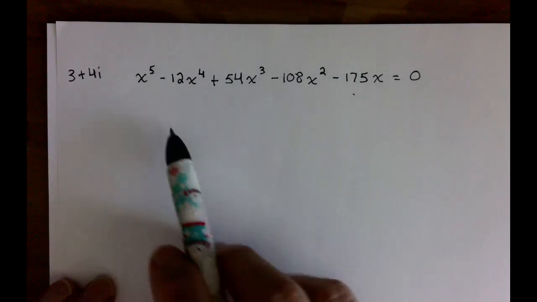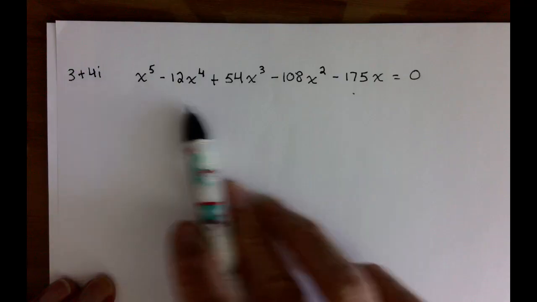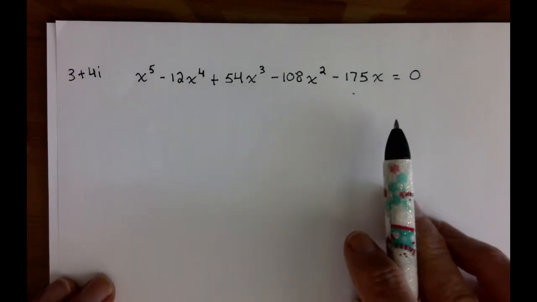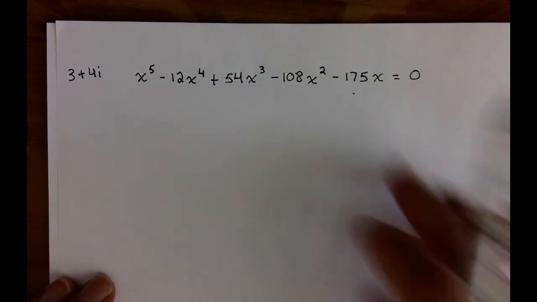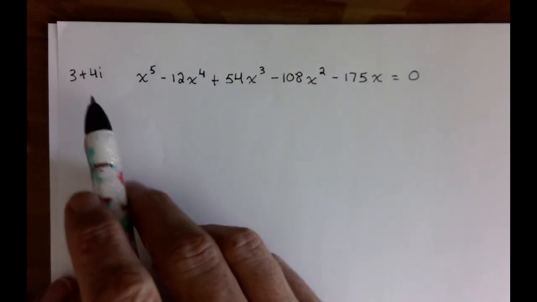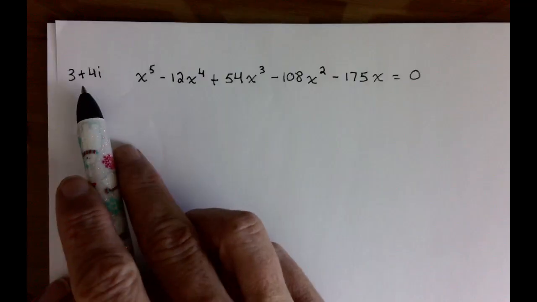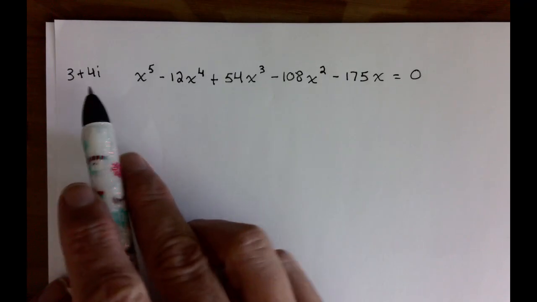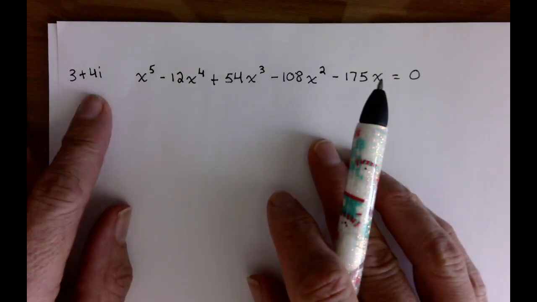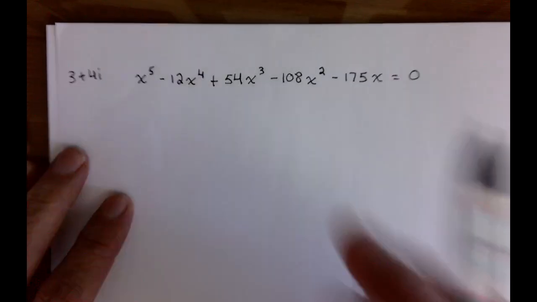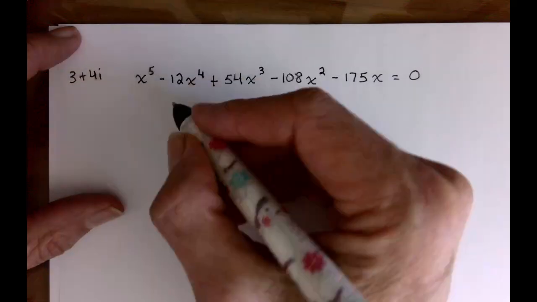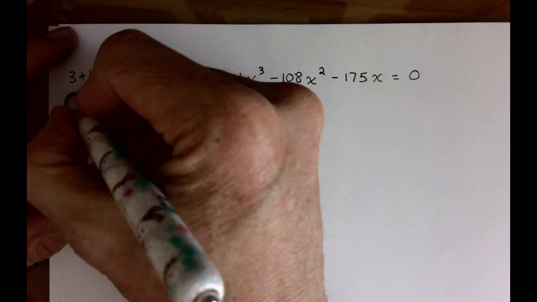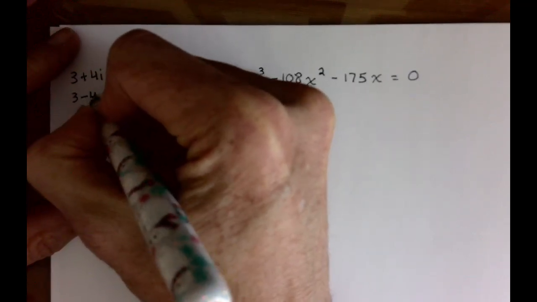Last problem from the review is you got this big, long polynomial, and you're asked to solve it, and you're given a hint. The hint is one of the roots is 3 plus 4i. Okay, so if we're going to tackle this problem, that's where we want to start. We want to start with the hint. If 3 plus 4i is a root, then so will 3 minus 4i.